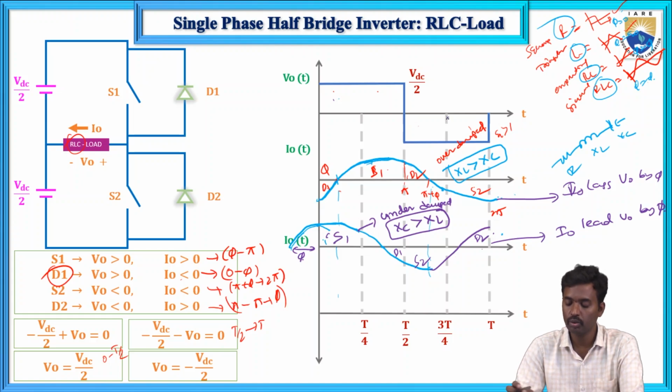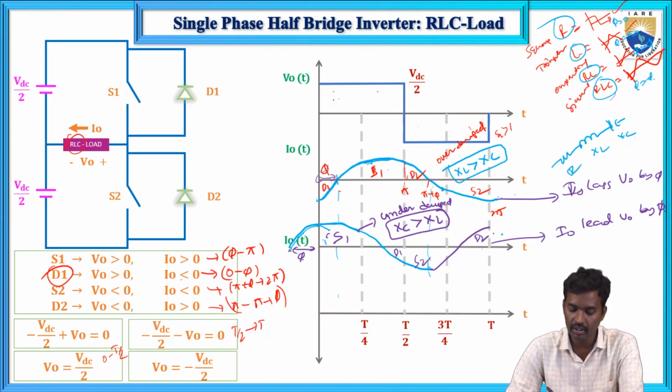Here we have two cases. Sometimes XL is greater than XC, and in some cases XC is greater than XL. So I am drawing two current waveforms. For XL greater than XC, this is the sine wave. When a DC excitation is given to the RLC type of load, you will get the sine wave. But here we have two waves: the XC greater than XL case and the XL greater than XC case. So this is the case. Now this is the angle phi, so this current lags voltage by phi degrees.